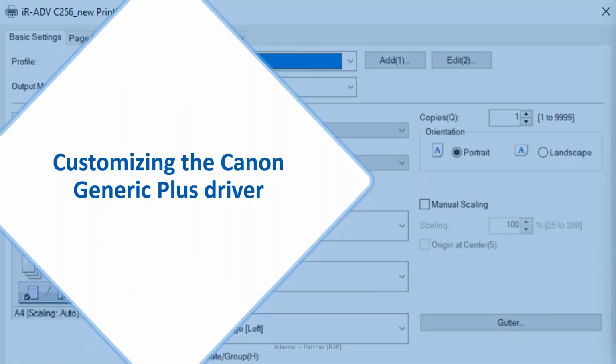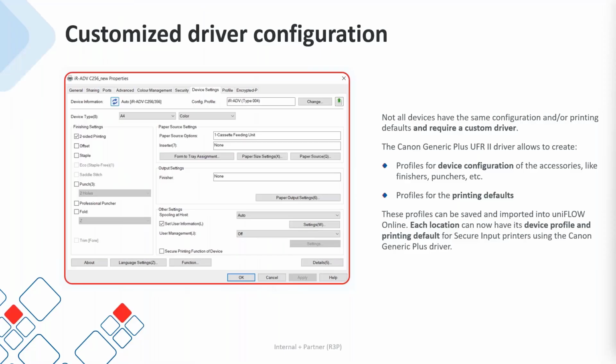Okay, so let's look at how easy it is to customize the Canon driver based on location to suit the devices available in terms of the services that are configured on that device. Now, for those of you who are familiar with the Canon generic driver, profiles can be created for the device configuration and printing defaults. The profiles can be saved and imported into uniFLOW Online, enabling each location to have its own device profile printing defaults for secure printing using the actual driver, which is fantastic.